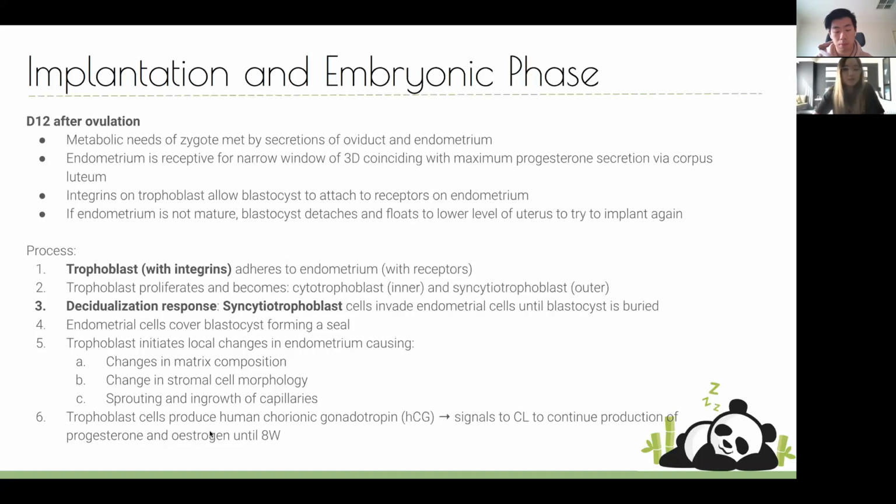The trophoblast cells produce HCG, which signals to the corpus luteum to continue the production of progesterone. And remember that our progesterone decreasing causes menstruation, and you don't want that to happen when you want implantation. So that causes the progesterone to continue to be elevated until about 2 or 3 months.